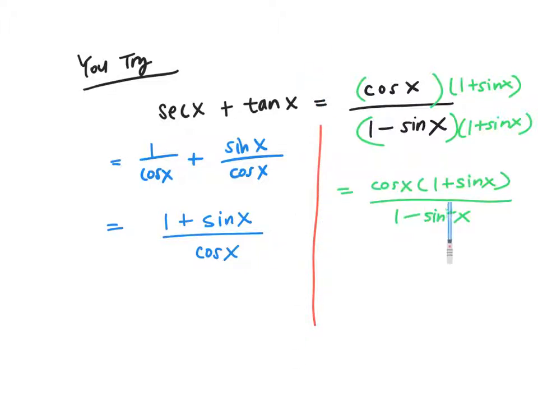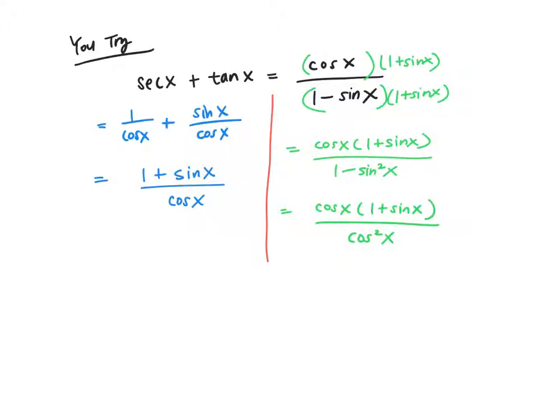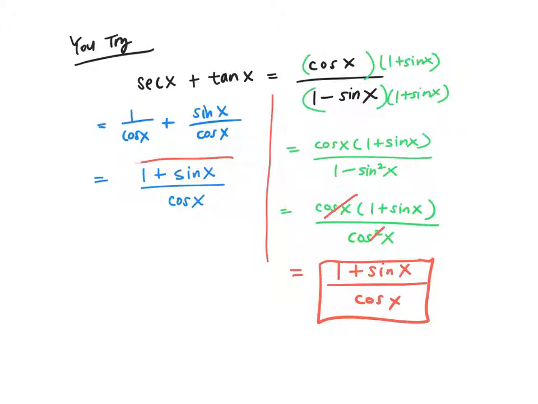In the denominator here, I end up with 1 minus sine squared x. In the numerator, I've just kept them in factored form. And notice that 1 minus sine squared x can be replaced with cosine squared x. And then notice that everything's in factored form. One of the cosine of x's cancel out. So you end up with 1 plus sine of x all over cosine of x. And ta-da! The left-hand side and right-hand side match.